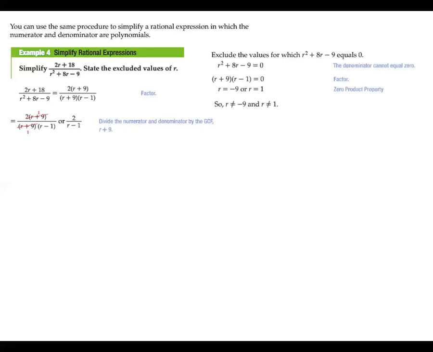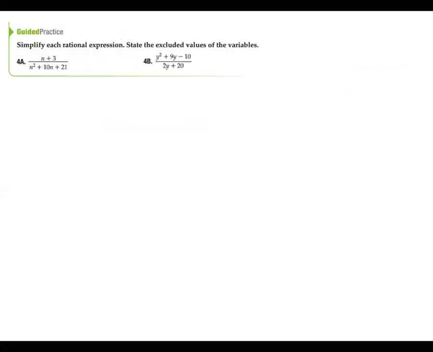Okay? Now, here's the thing. You state the excluded values before you cancel out the common factors. Okay? Because if you just look at the final answer, it looks like just r equals 1 should be the excluded value. But remember, you're getting the excluded values of the original problem before you're simplifying it. So what I like to do is factor it first, get my excluded values, list those, and then simplify it. Okay? Here's a couple for you to try. Go ahead and pause the video.